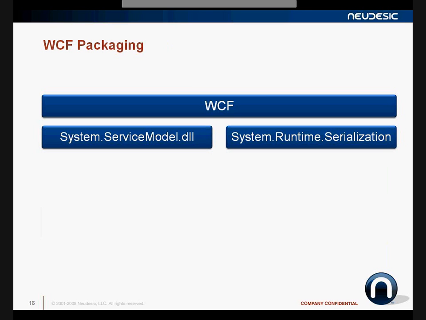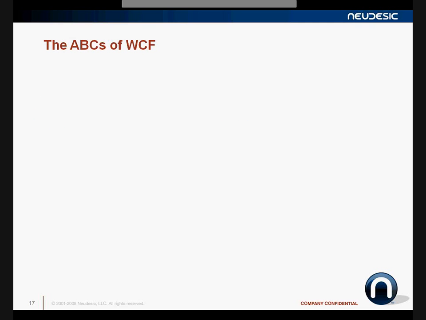So WCF, from a packaging perspective, really comes down to two assemblies. The first is system.servicemodel.dll, which is really the assembly that does the majority of the heavy lifting, and then system.runtime.serialization, which is used for serializing C-sharp or VB.NET or any .NET type to its runtime or wire format equivalent. And these are the two assemblies that you'll reference and work with as you build Windows Communication Foundation services and applications. So let's talk about the ABCs of WCF.